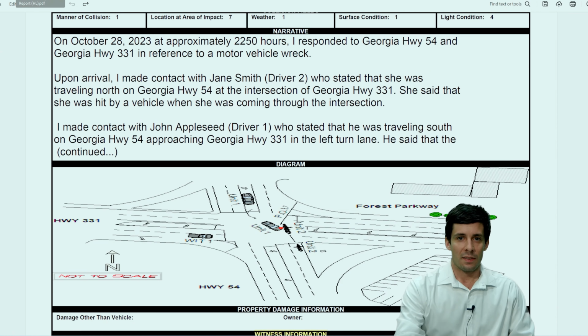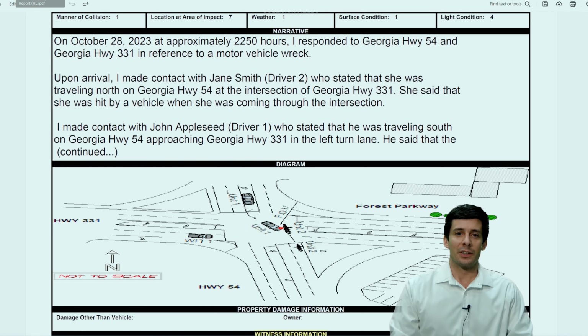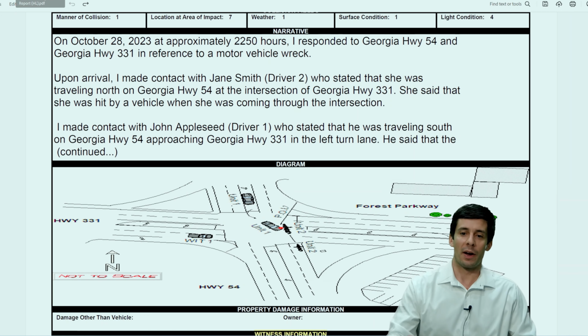Oftentimes, witnesses aren't all listed. There may be other witnesses that you have to go and find. That's something that a good lawyer can do as part of your case. And just like there are many other times when there are other facts that aren't necessarily included in the report, a good lawyer can get out and investigate, especially the earlier that you contact a law firm, the better. Other times, less frequently, the report can just be plain wrong about what happened.